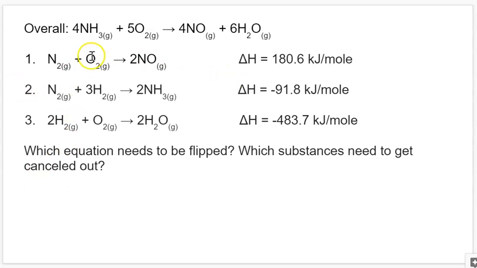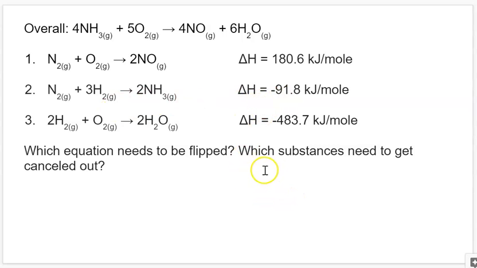So I want to get this overall reaction with 4, 5, 4, and 6 moles respectively. And with everything on the right side, ammonia and oxygen are reactants, and nitrogen monoxide and water are products. So let's look at our reactions. We need to figure out which ones are going to be flipped and which substances we're going to need to cancel out. So we want to get ammonia and oxygen on the reactant side. It looks like these two already have oxygen on the reactant side. Here's ammonia, it's on the product side. So we're going to want to flip this middle one.